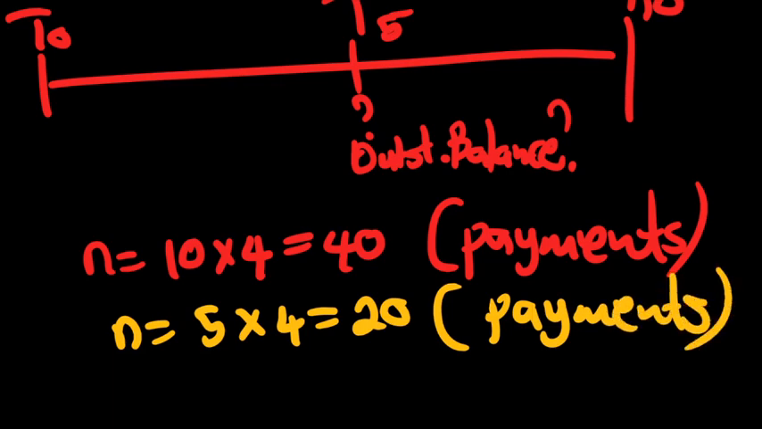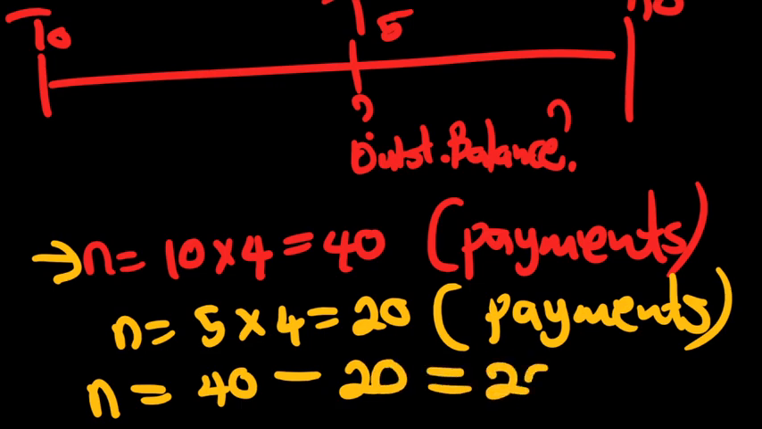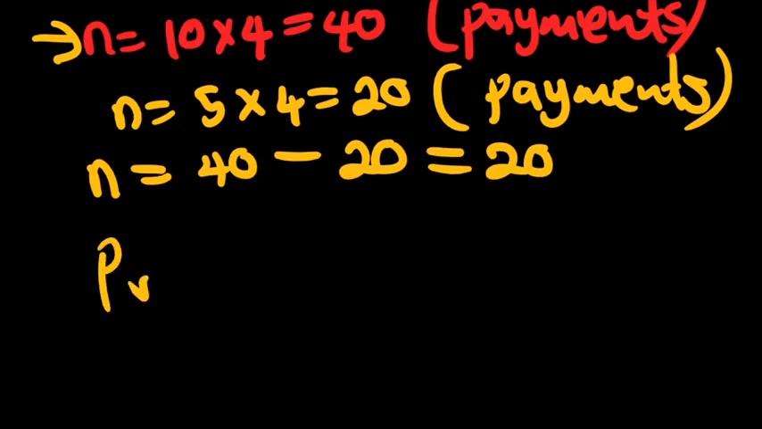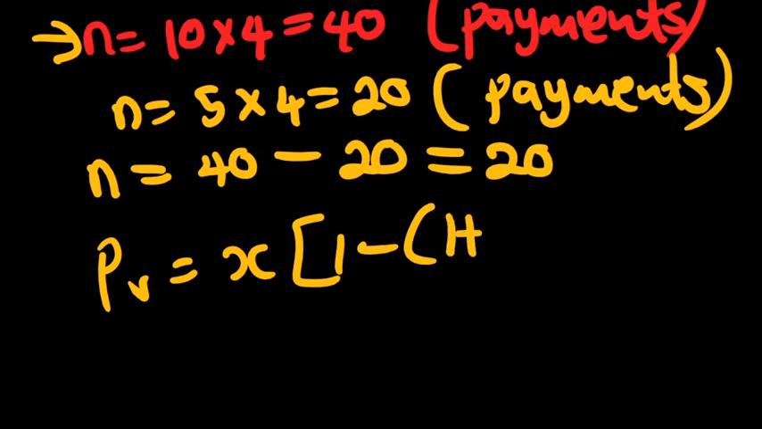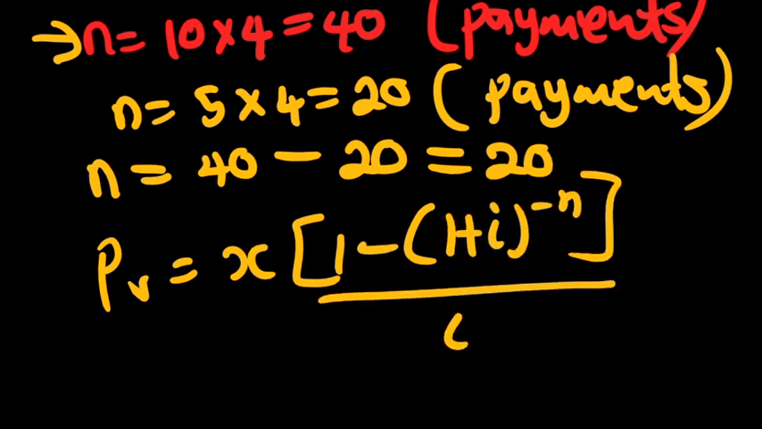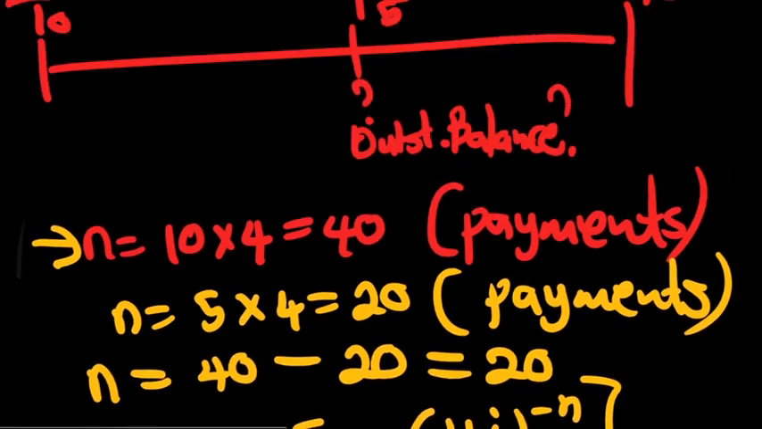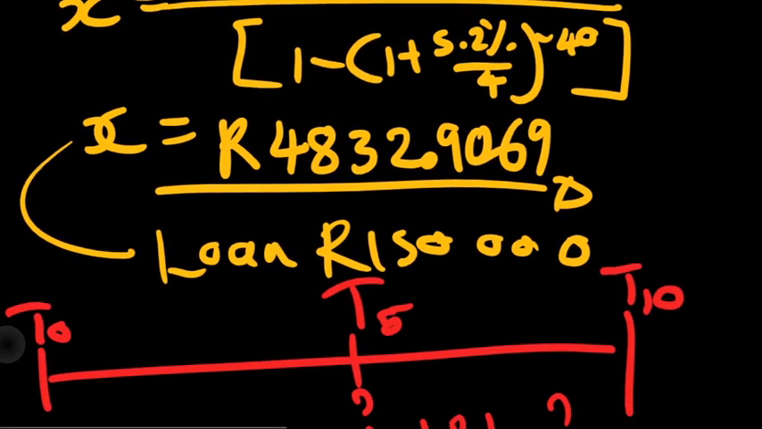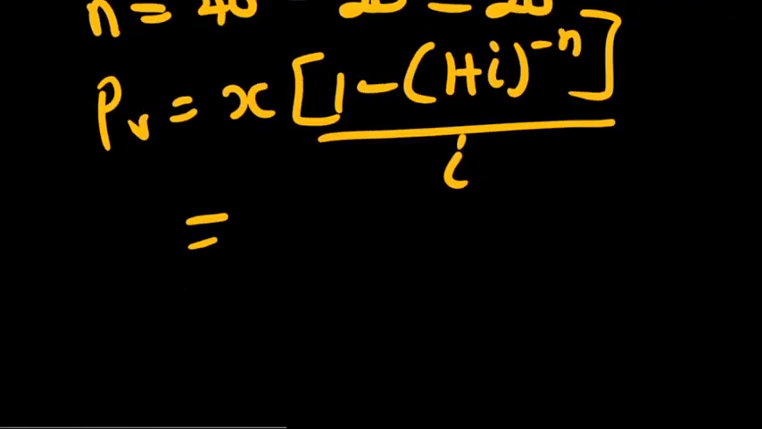So to be able to know how much is the outstanding balance after 5 years, you're going to say the original number of payments, which is 40, or should I say the total number of payments, minus 20 payments. It's going to give me 20 payments. Then I go to my present value. I say PV is equal to x into 1 minus 1 plus i to the power of minus n, like this. And then I know very well that the payment is 4,832, right? So I write that down.